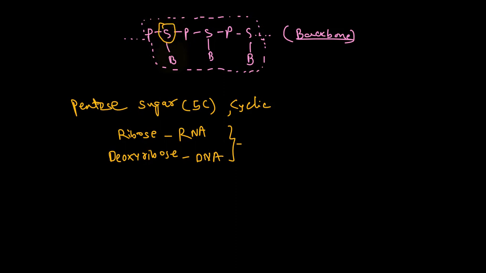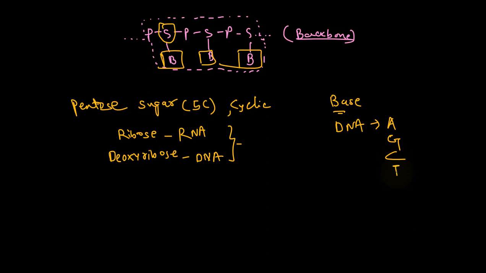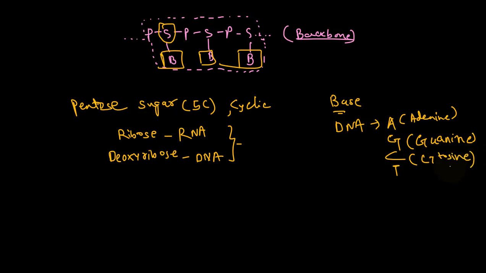Now if I have to draw this sugar, the base is attached to the sugar molecule. At every sugar molecule there is attachment of a base. There are different types of bases present in DNA and RNA. First, in DNA there are 4 types of bases, that is A, G, C and T. A stands for adenine, G stands for guanine, C stands for cytosine, and T stands for thymine.